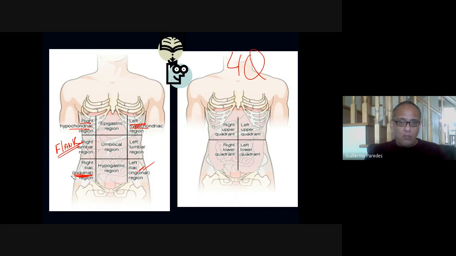For the exam, I'm going to ask you like this. What is superior to the umbilical region? The epigastric region. What is inferior to the left hypochondriac region? The left lumbar region. What is superior to the right inguinal region? The right lumbar region. What is lateral to the hypogastric? The inguinal regions. What is medial to the hypochondriac region? The epigastric region. So there are different ways I can ask you the same thing. You okay with that?